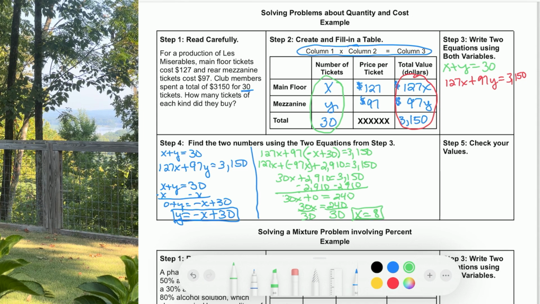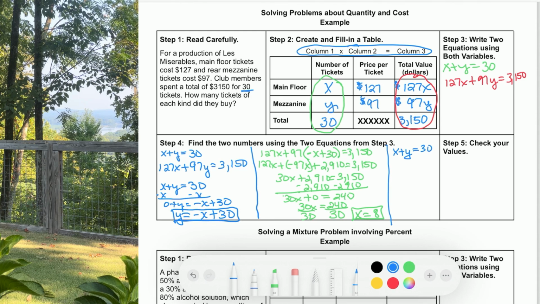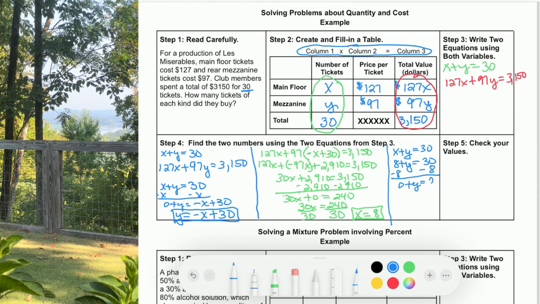So I now know my x value. So I'm going to go ahead and divide this section off so we can find our y value. So I'm going to take that other equation, the x plus y equals 30. Replace my x value with the 8 that I found. Subtract 8 from both sides. And I get y equals 22. Now we just need to check it.